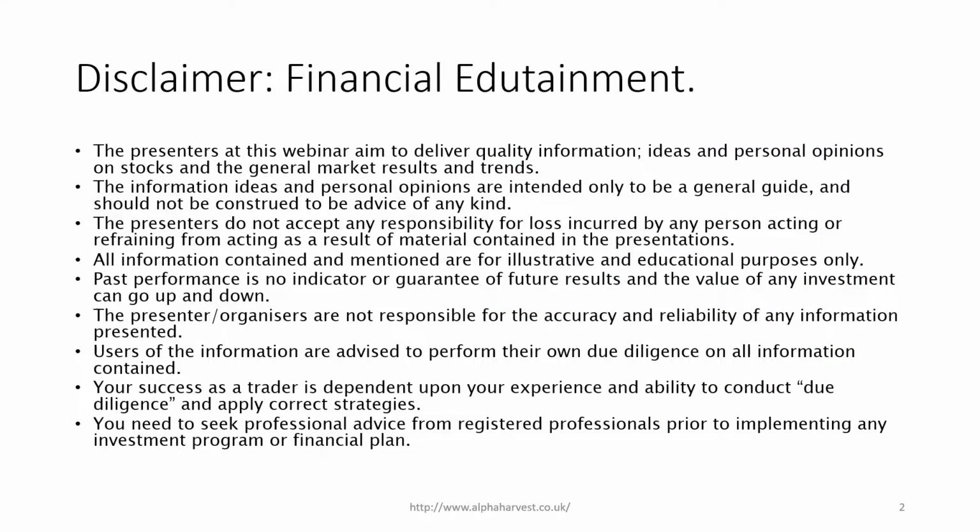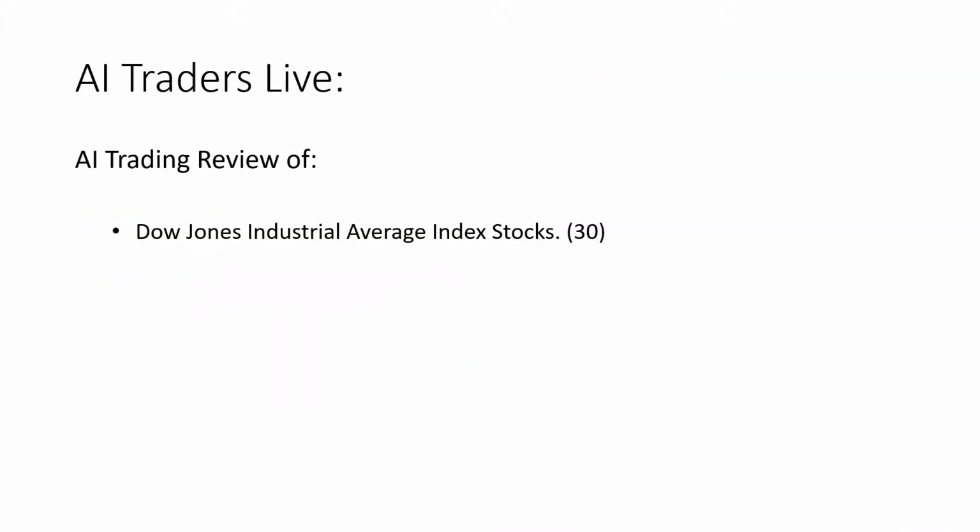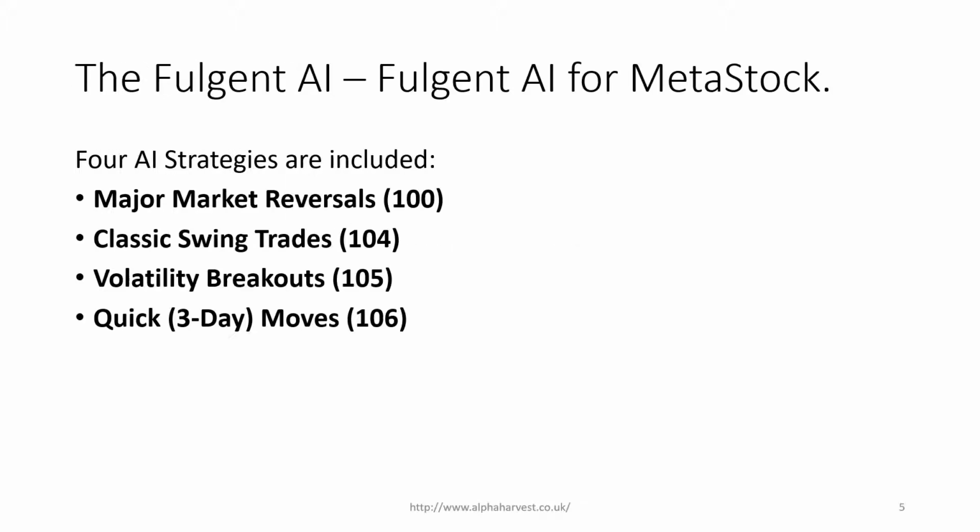Here's a brief disclaimer. I'm Richard Miller, and I'll be presenting today's AI Traders Live show. Here are my contact details. We'll be focusing on the Dow Jones 30 Index constituents. There's quite a lot of nice trade ideas coming out of that. We're using 4 AI engines: major market reversals, classic swing trades, volatility breakouts, and quick 3-day moves.